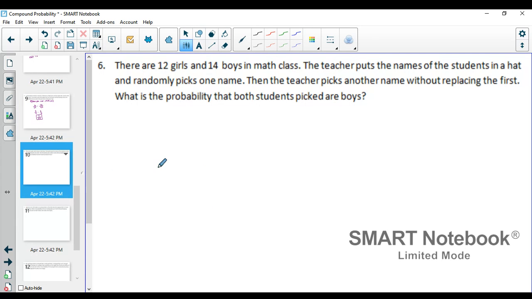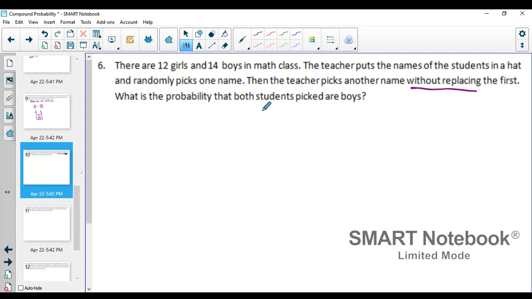Moving on. So there are 12 girls and 14 boys in math class. The teacher puts the names of the students in a hat and randomly picks one name. The student then picks another name without replacing the first. So what is the probability that both students picked are boys? Okay, so we're going to talk about this fact that she's not putting the first name back. So that's going to change what happens to the second name.